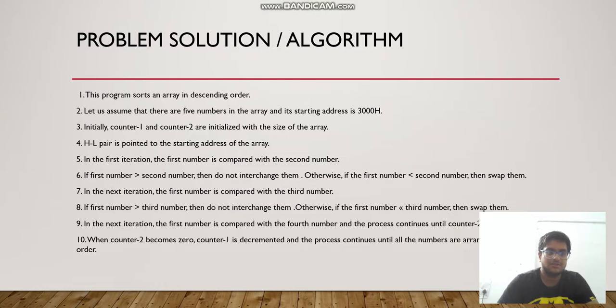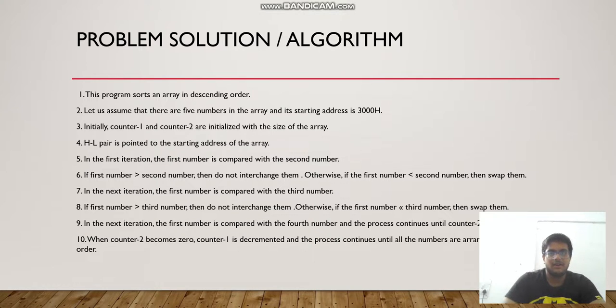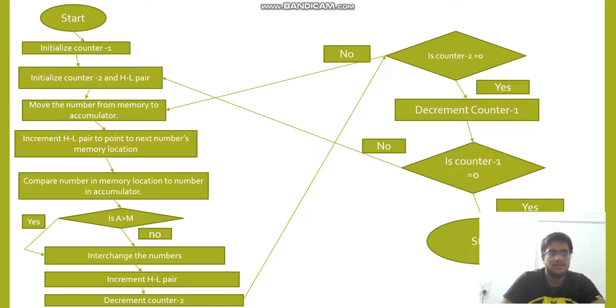When the counter minus 2 becomes 0, the counter minus 1 is decremented, and the process continues until all numbers are arranged in the descending order. For example, if we have 5 numbers 1 2 3 4 5, and we check it, every time it's different it will swap them and it will get into the order 5 4 3 2 1. In the next slide I am showing you the flowchart of how this algorithm works.